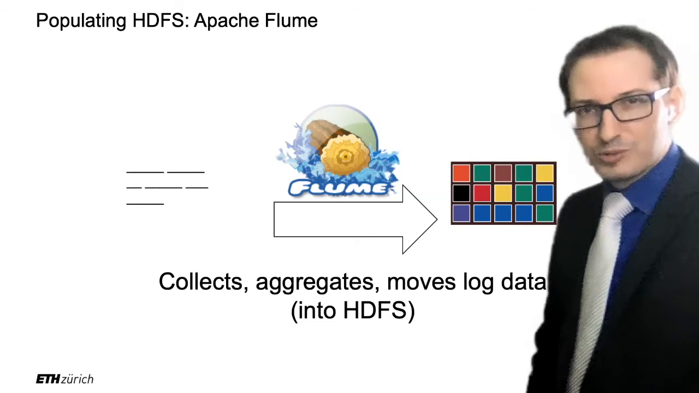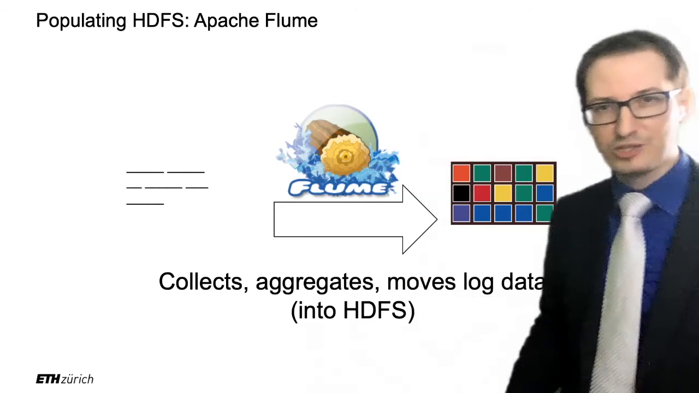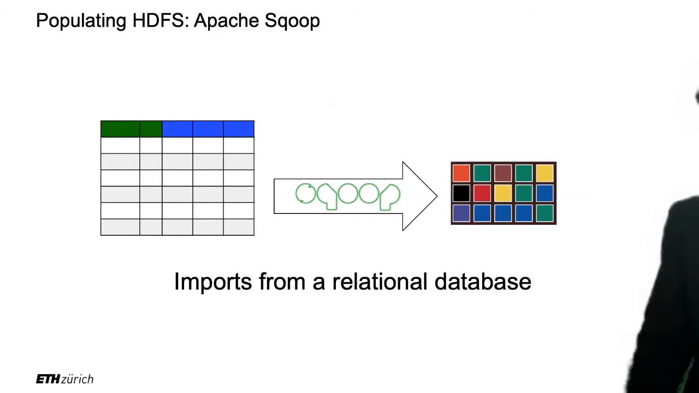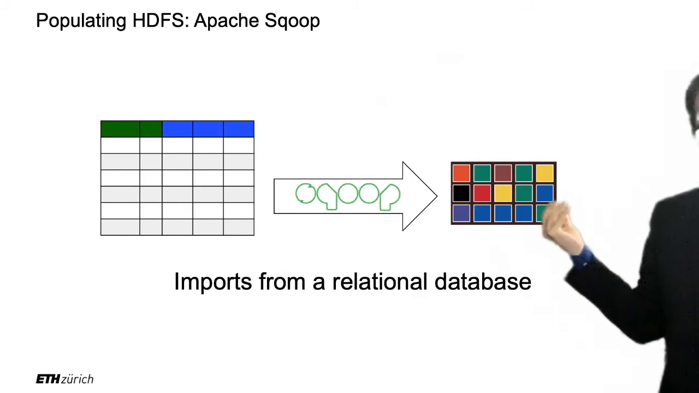So how you can use HDFS is also with automated tools. You can automatically collect logs into HDFS. Flume does exactly that. It automatically dumps your logs to HDFS. You can also take a relational database and automatically import with Sqoop your data into HDFS as files. And then you can query it from HDFS. All right? So we're almost there.